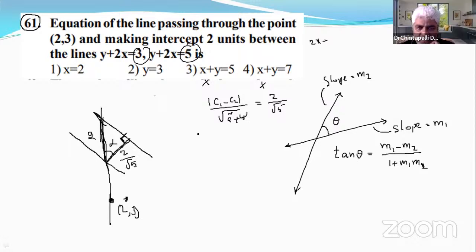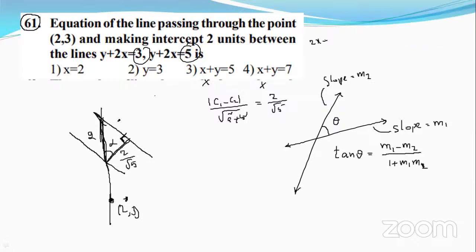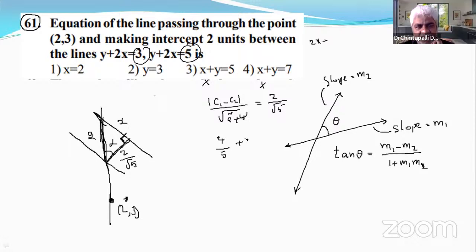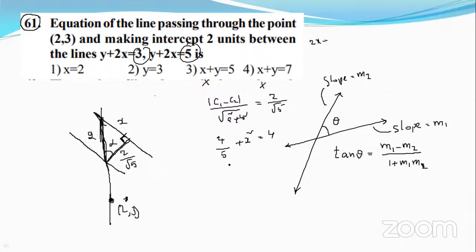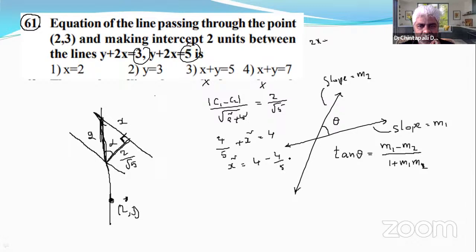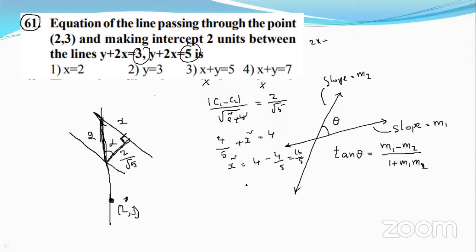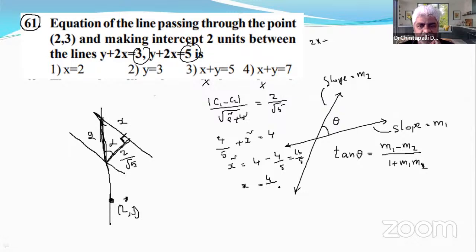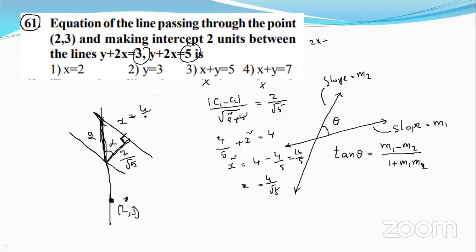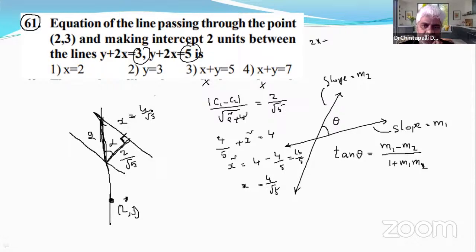Can you tell the third side using Pythagoras theorem? Let it be x. 2 by root 5 whole square is 4 by 5, plus x square is equal to 4. It is the hypotenuse, right? X square is equal to 4 minus 4 by 5, which is 16 by 5. So x is equal to 4 by root 5.